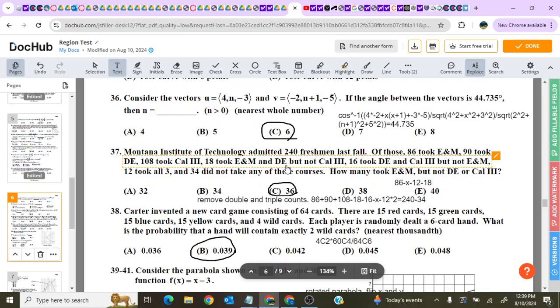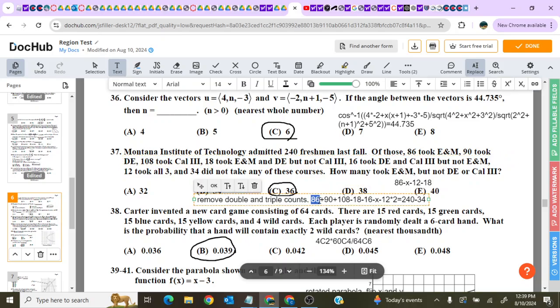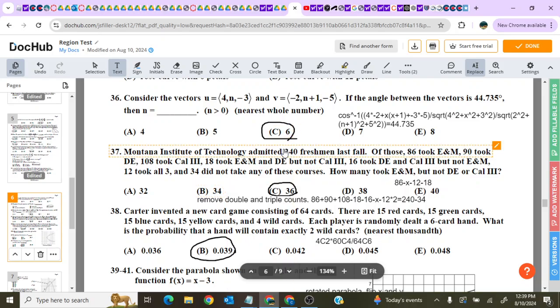They tell you how many people took E&M and DE, DE and Calc 3, but they don't tell you E&M and Calc 3. So what we need to do is remove double and triple counts so that this 240 freshmen actually makes sense for the amount that took each class. Because if one person took 2 classes, that's going to count twice in this data set. So we need to subtract 1 to counteract that. Same if someone took 3. Someone took all 3 classes, they would count in this data 3 times, so you need to subtract 2 to make them only count once.